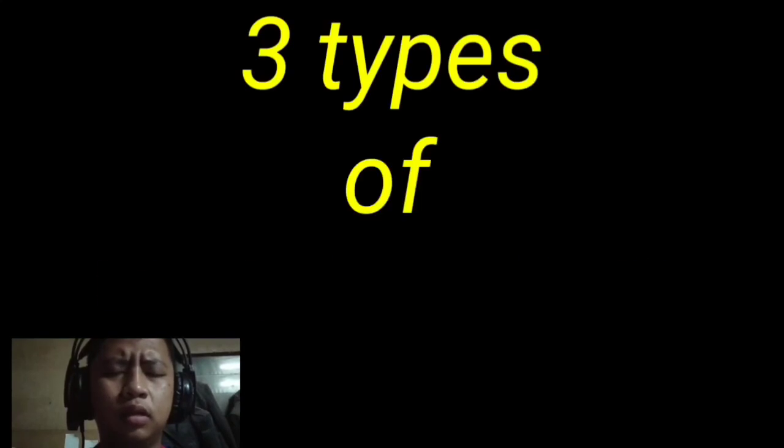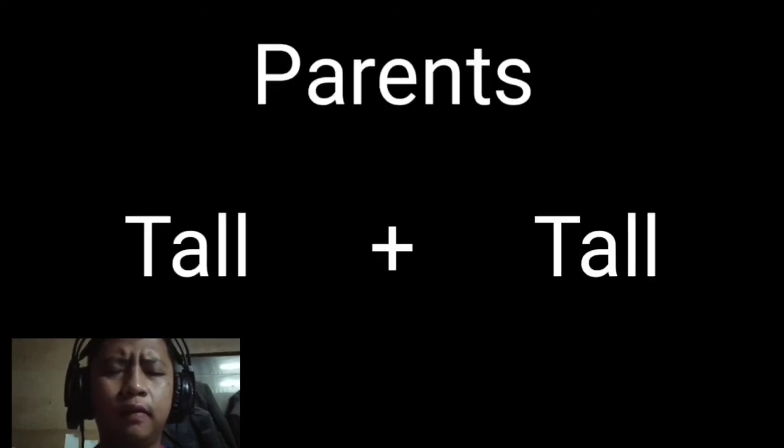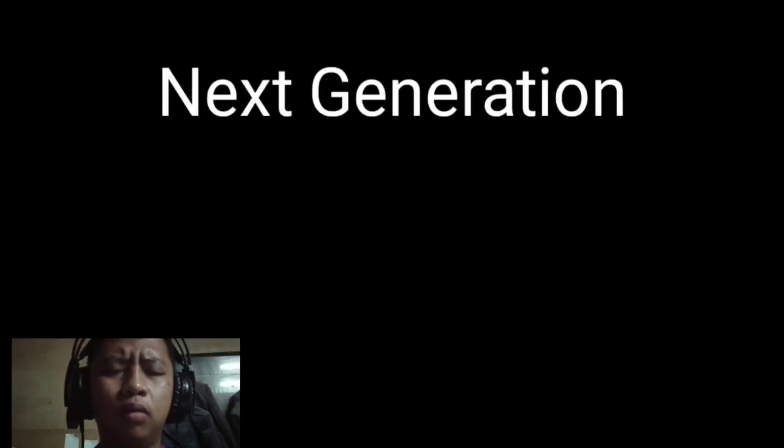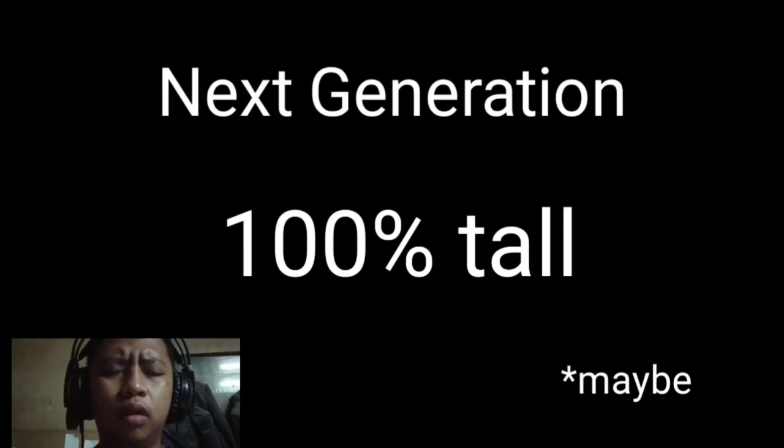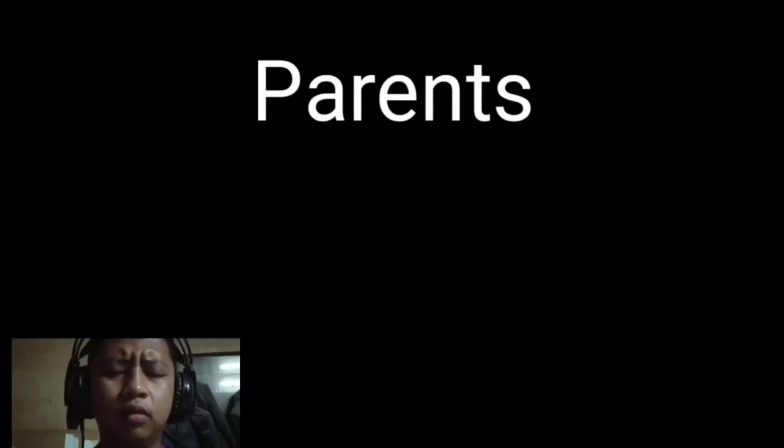There are three types of genotypic combination. The first one is homozygous dominant, which is when the diploid organism has the same dominant alleles of the parent's gene. For example, the height of the parents are tall, and the next generation is 100% tall. Next, homozygous recessive, which is when the diploid organism has the same recessive alleles from the parents. For example, if the parents are short and short, the next generation will be 100% short.